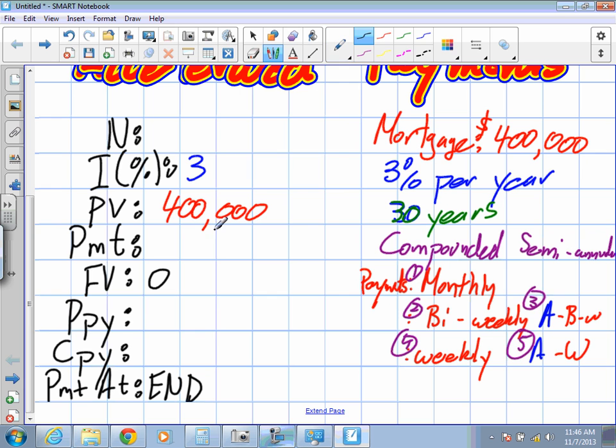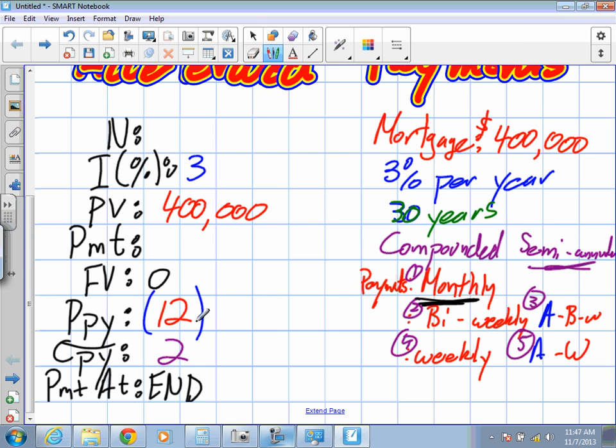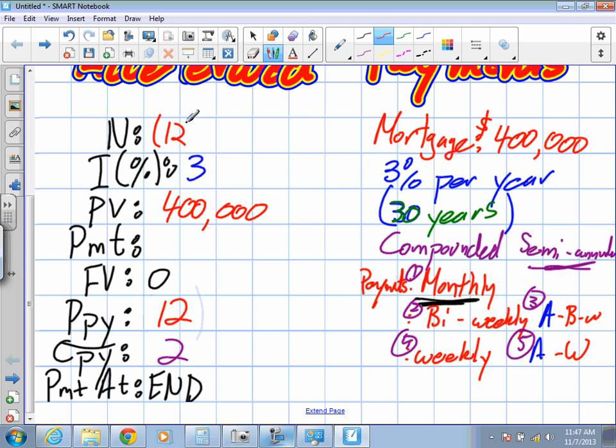Okay, so our payments per year. We're going to focus on monthly because that's the first thing we're going to need to calculate in order to get into accelerated payments. So our payments per year in this case are going to be 12. And our compound period is semi-annually, so that's going to be twice a year. The last thing we have to figure out is the number of times we make payments. So because we do 12 times a year, and it's going to be for 30 years, we're going to take those numbers and multiply. Does anyone know what this will become? 360. So our n is 360.